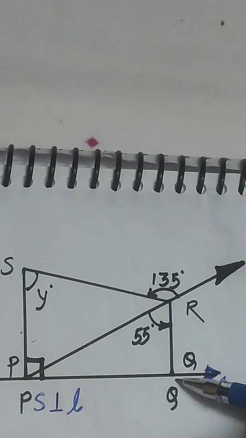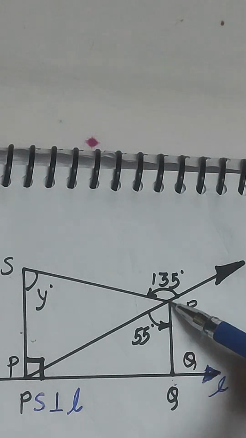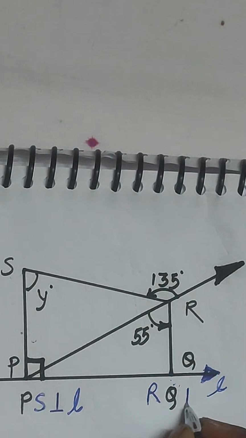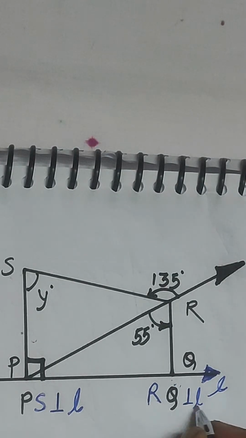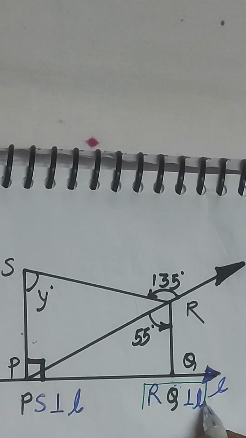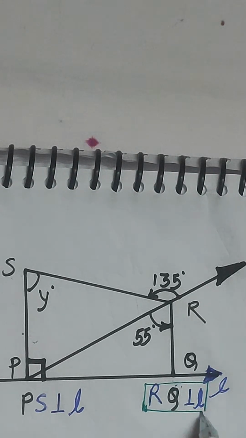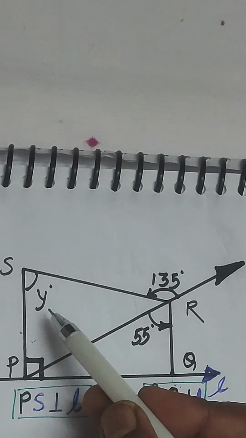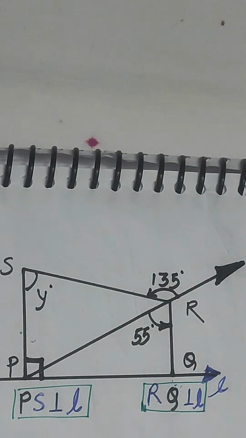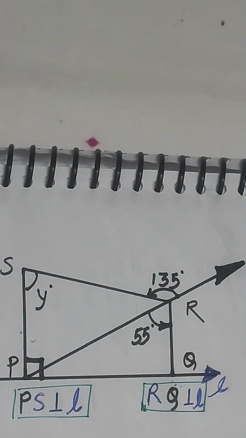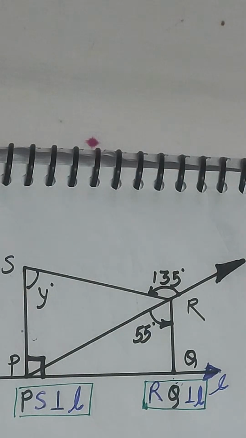And again this line RQ is also standing perpendicular. So I'm writing RQ is also perpendicular to L, right? So these are the two things which are given to you in this question: RQ is perpendicular to L and PS is perpendicular to L. We need to find the value of this angle Y. What is the value of this angle Y? That we need to calculate, right?